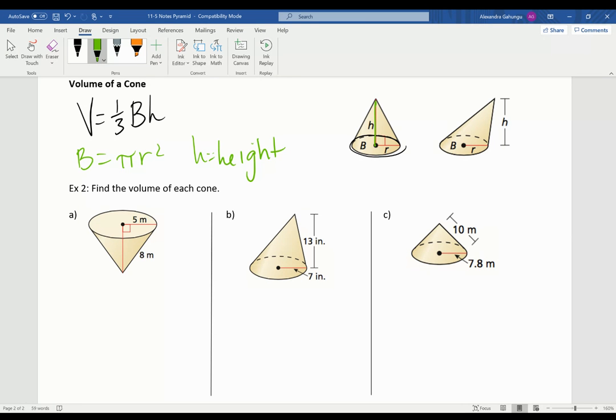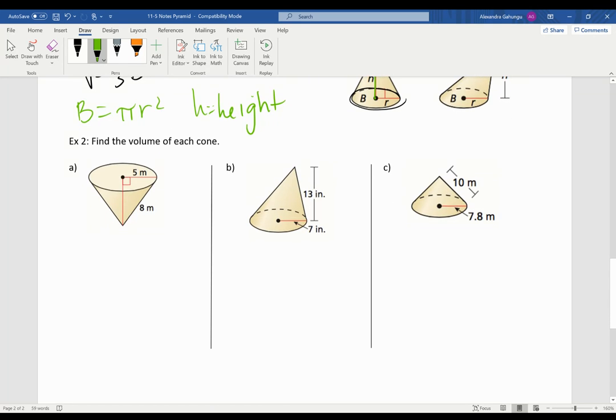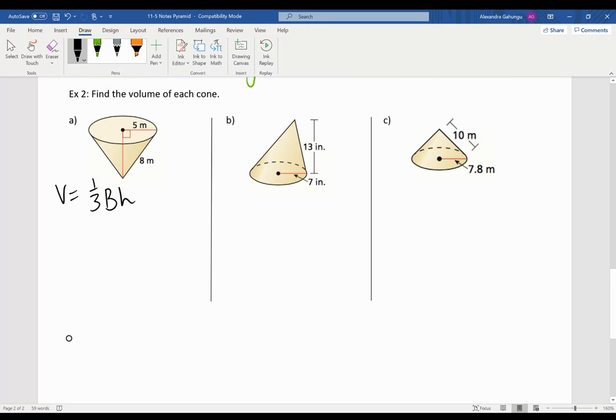So let's find the volume of our first cone. We're looking for 1/3 area of the base times the height. So my base is a circle. So area of my base is pi r squared. So what's my radius? It's this guy, that 5. So 5 squared. So 25 pi. Then our height. That's our height.